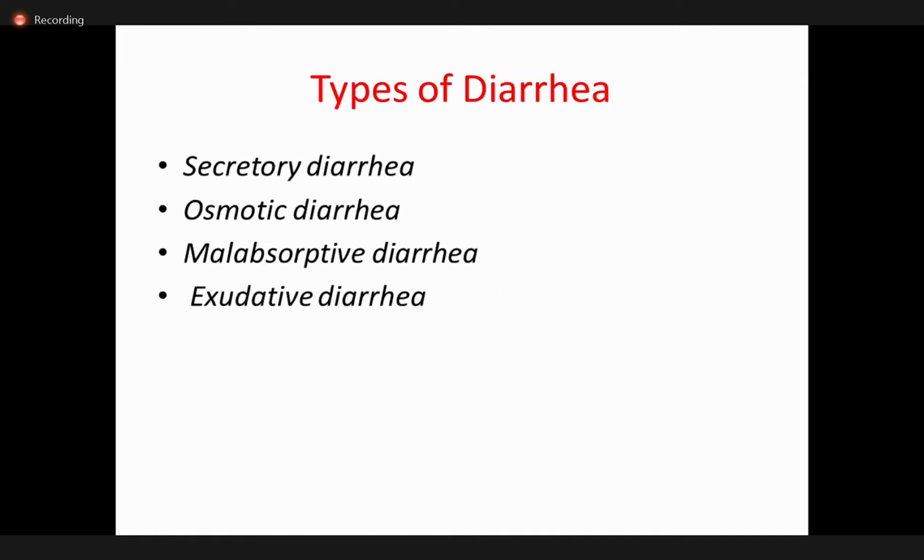malabsorptive diarrhea. Exudative diarrhea usually occurs with the presence of blood and pus in the stool, and it is more common in inflammatory bowel diseases like ulcerative colitis, and severe infections like those caused by E. coli, which we'll discuss later on, and in severe food poisoning. So these are the different classes of diarrhea, and I'm sure that everybody would have understood by now.